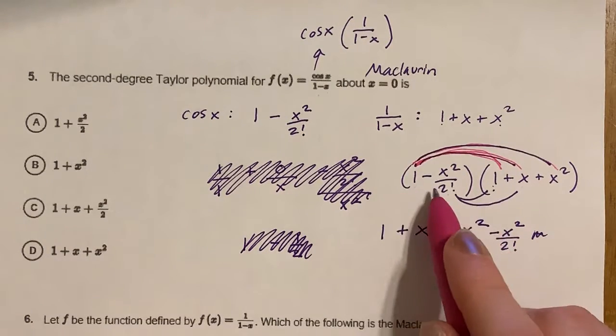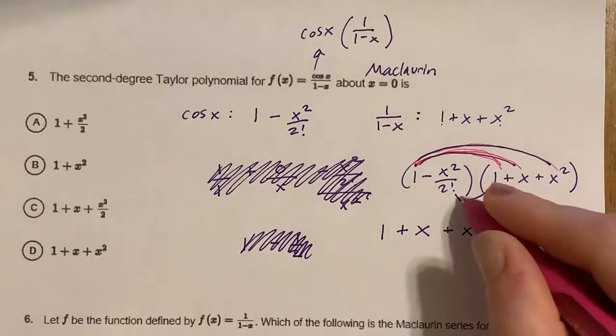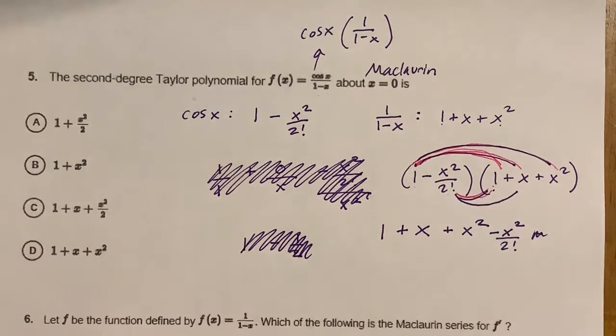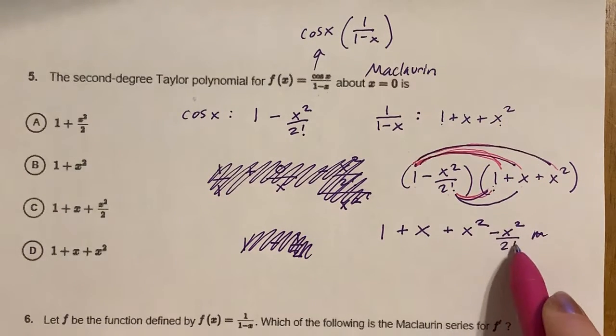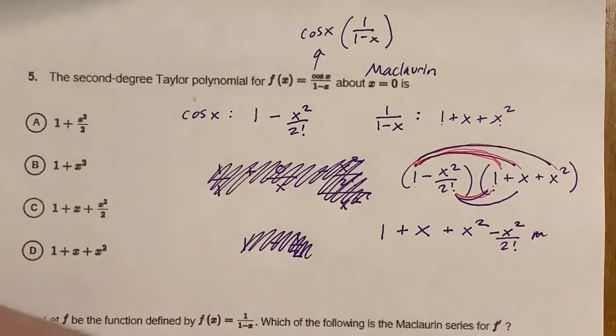But then it's a bit like FOIL. There was also an x squared term here. So I need to multiply that by the 1 in this one. So that becomes minus x squared over 2 factorial.